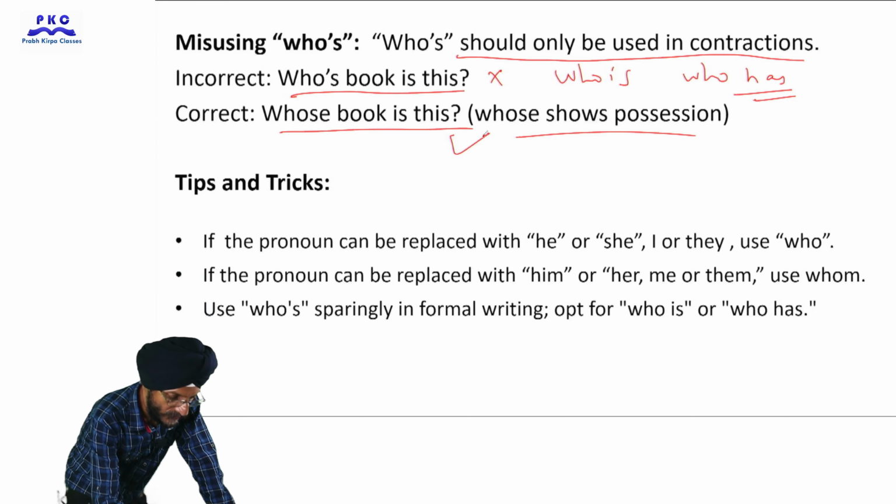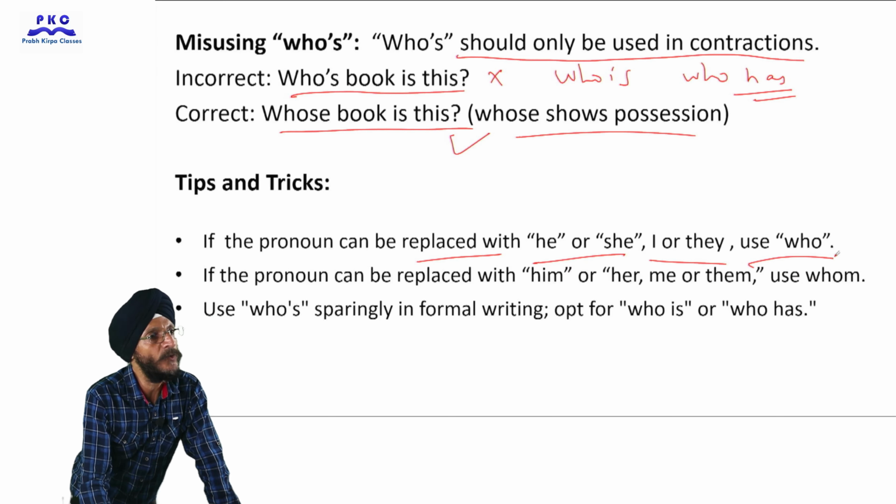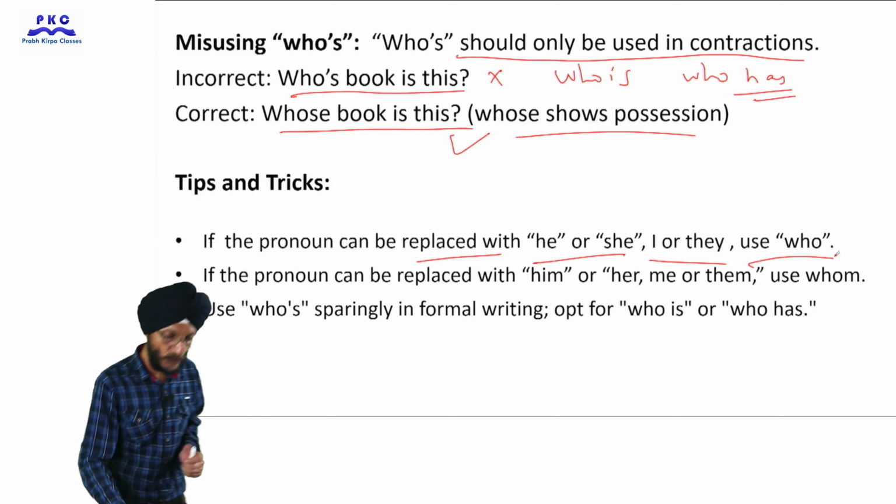Tips and tricks. If the pronoun can be replaced with he or she, I or they, use who. If the pronoun can be replaced with him, her, me or them, use whom.